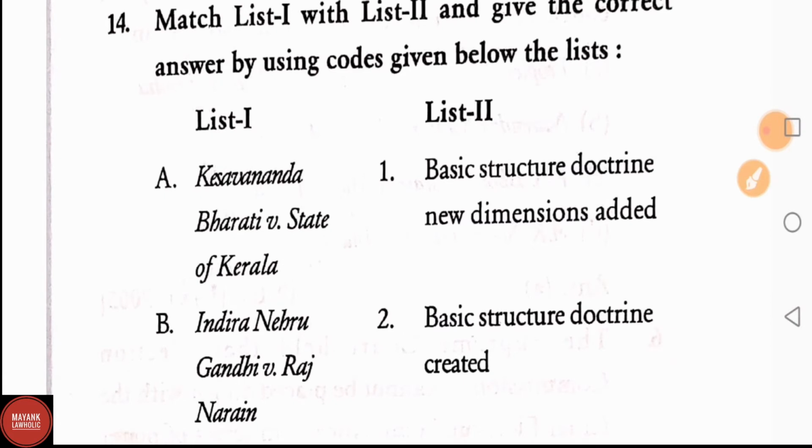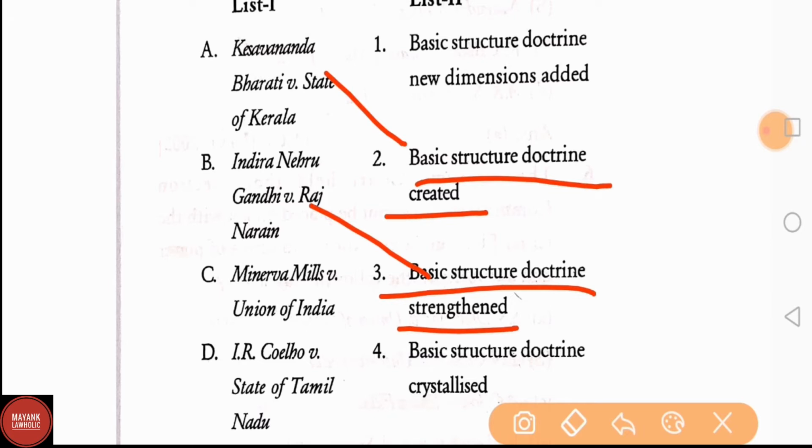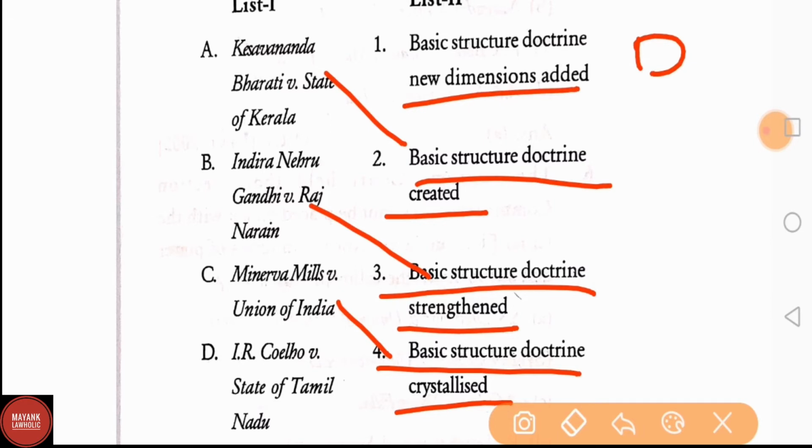Match list 1 and list 2 and give the correct answer by using the codes given below. List 1. Keshwananda Bharti versus State of Kerala. Basic structure doctrine was created. Indira Nehru Gandhi versus Raj Narayan. Basic structure doctrine was strengthened. Minerva Mills versus Union of India. Basic structure doctrine was crystallized. I.R. Coelho versus State of Tamil Nadu. Basic structure doctrine. New dimensions were added.